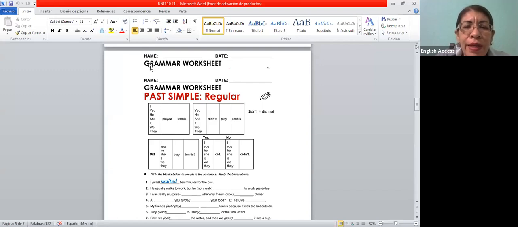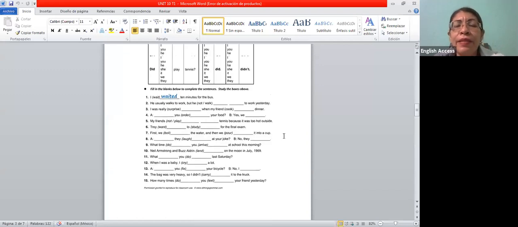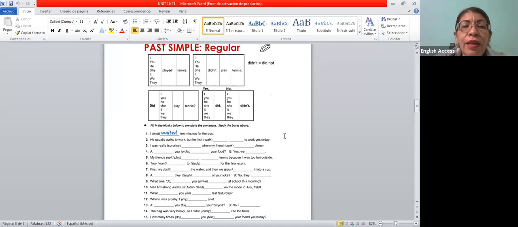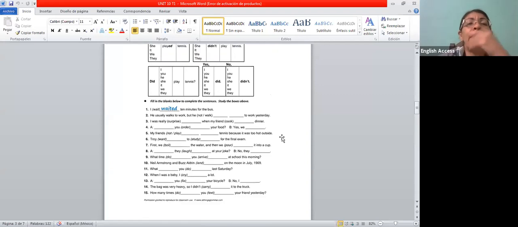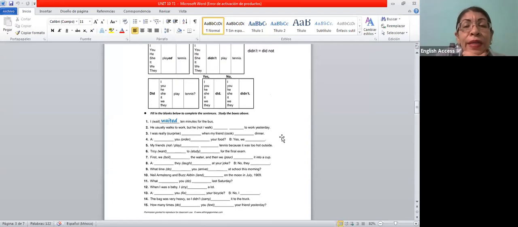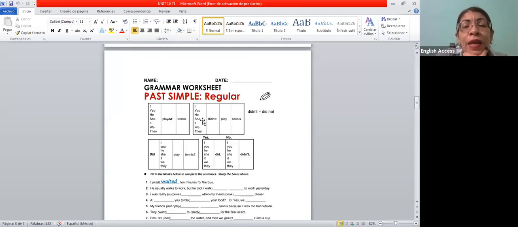Okay, these are regular verbs in past. Okay, let's do this exercise. Remember, we are with the regular verbs. Okay, so here we have some examples. We have affirmative sentences, like I played tennis, you played tennis, he played tennis, and so on. Or negative, I didn't play tennis, you didn't play tennis, he didn't play tennis, and so on.